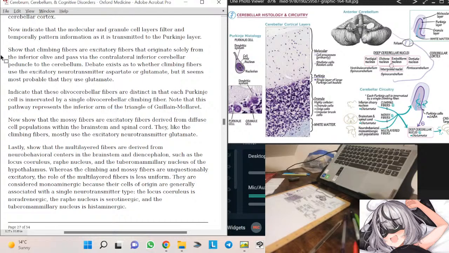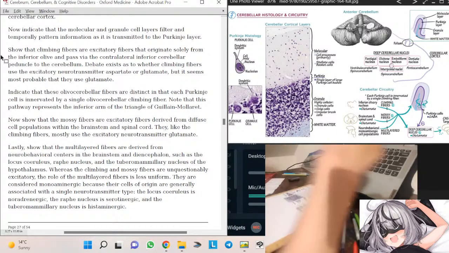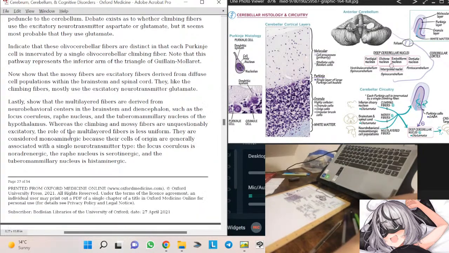The role of multilayer fibers is less uniform. They are considered monoaminergic because their cells of origin are generally associated with a single neurotransmitter type. The locus coeruleus is noradrenergic, the nucleus raphe is serotonergic, and the tuberomamillary nucleus is histaminergic.